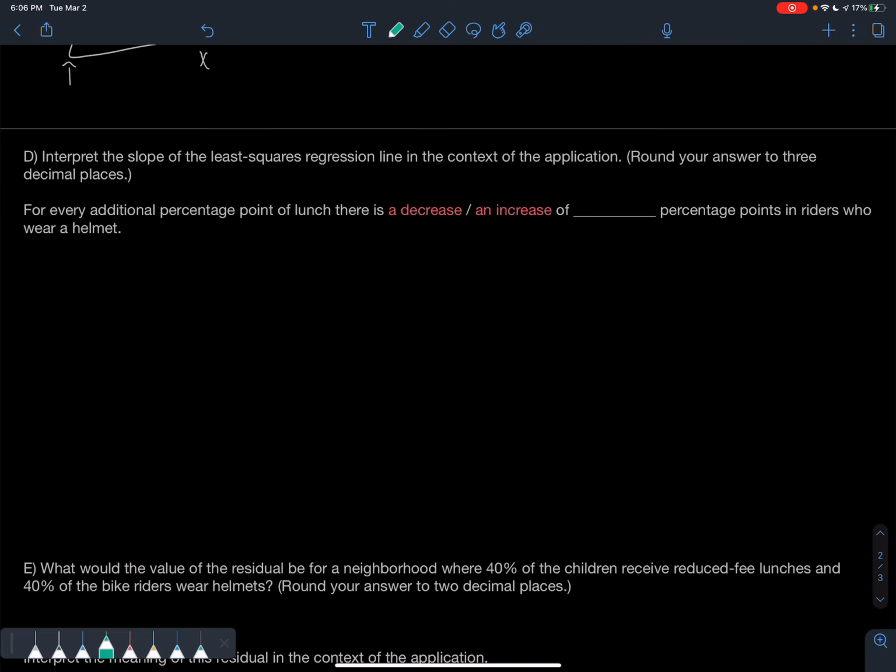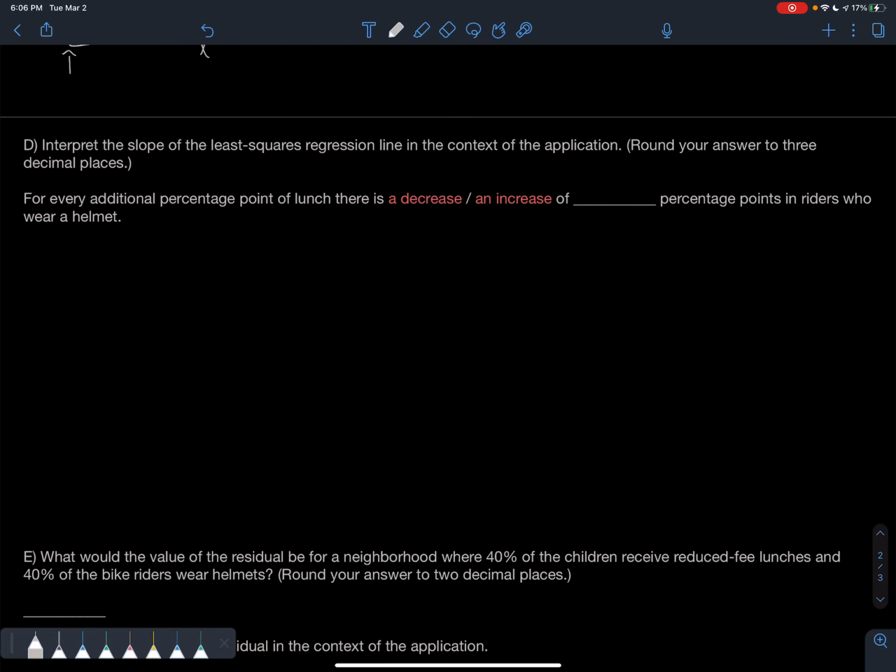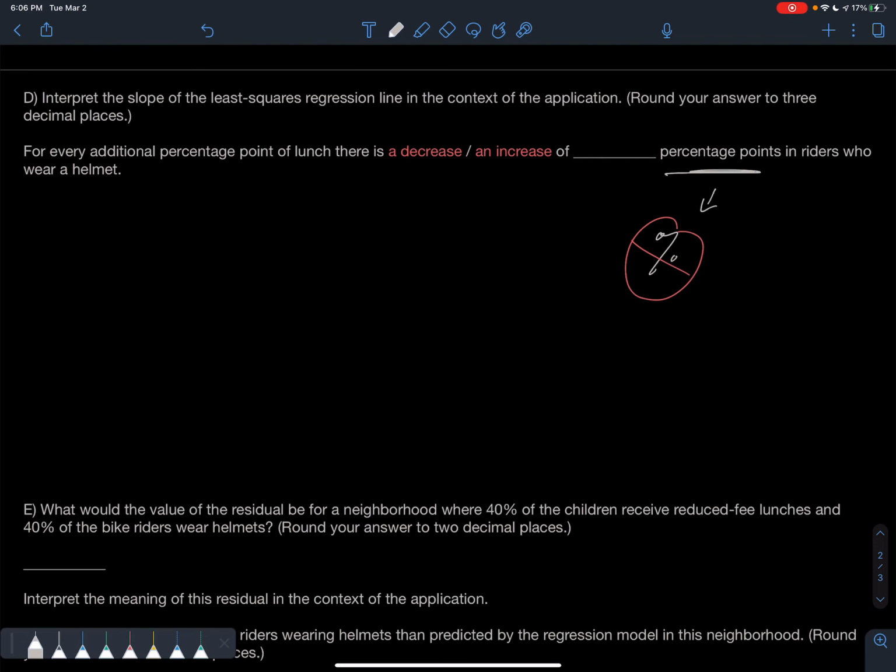Next question, interpret the slope. For every additional percentage point of lunch, there is a decrease or an increase of how many percentage points in riders who wear a helmet? Note that this says percentage points. I got this one wrong and had to use my second attempt because it is different from percent. That just screwed me up, so I figured I'd say it.